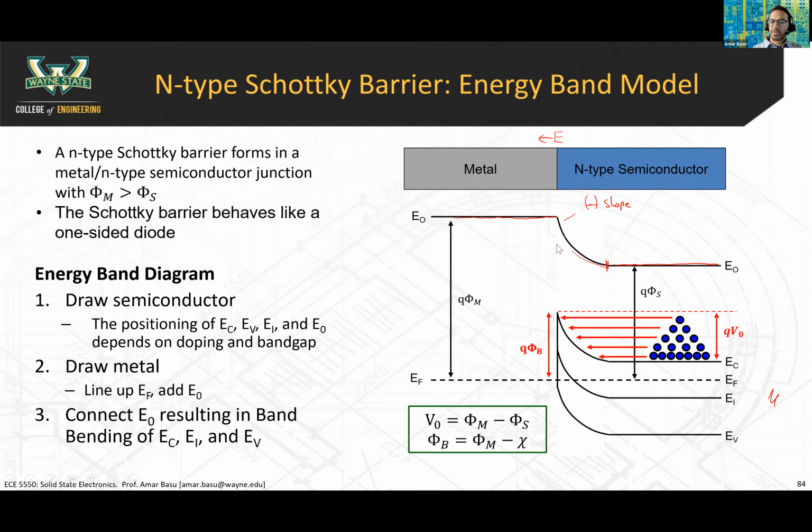Here's phi m, here's phi s. The difference between the two, this distance here, is how much bending you have in the E0. And the EC bends by the same amount. So that's your built-in potential. The barrier height is given by phi m minus the electron affinity. And remember, the electron affinity is the distance between EC and E sub 0. So we have two barriers here.